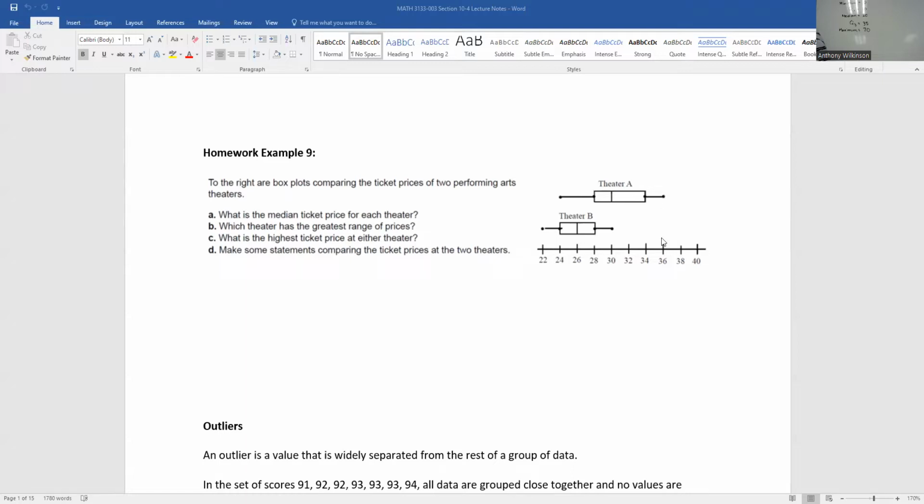But at either one, the highest is $36. Okay, and we'll skip part D, making statements comparing ticket prices at the two theaters. Pretty much if you were to look at that, you could see that theater A has a wider range of prices than theater B. And this one has nothing about the average, but the median price at theater A is more expensive than the median price of theater B.